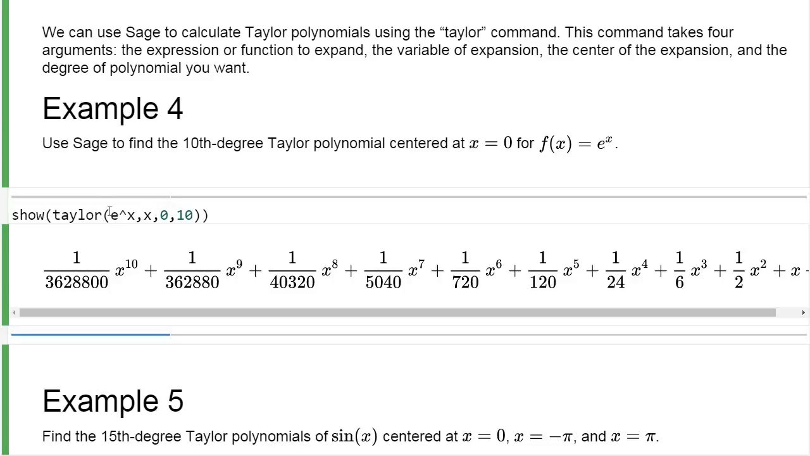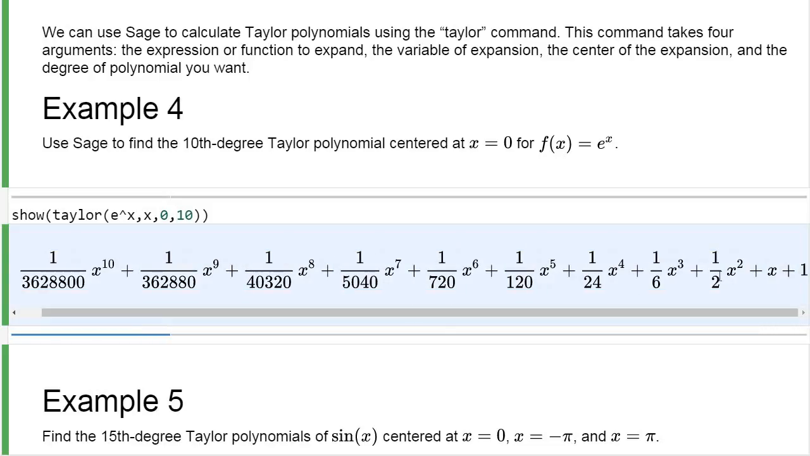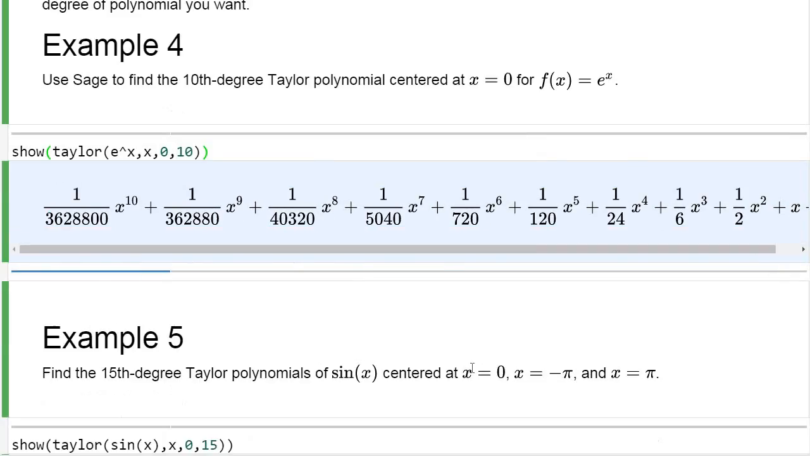Taylor is the command, and then of course parentheses. Here's the function we're trying to expand, e to the x. Here's the variable, x. Here's the center, 0, centered at x equals 0. Here's the degree of the polynomial, 10th degree. And so here is our Taylor polynomial, and this is just 1 over n factorial times x to the nth power. So this is 10 factorial down here, 9 factorial, and 8 factorial, and so on. And it goes all the way down there.